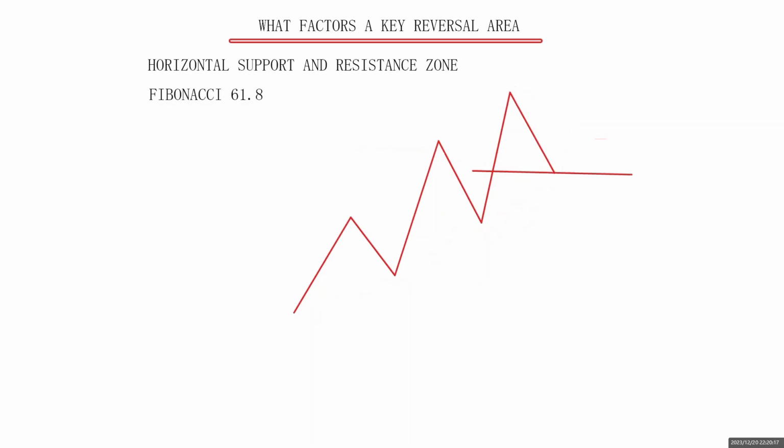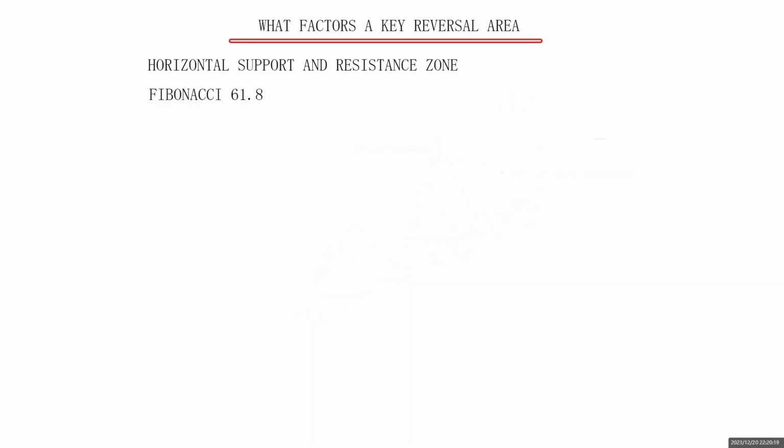So the Fibonacci 61.8 is a very important level that should be watched out for and should be identified as a tool that could cause a reversal of prices. So it's important that whenever we are trading, we identify key horizontal support and resistance zones. We also identify key Fibonacci levels.